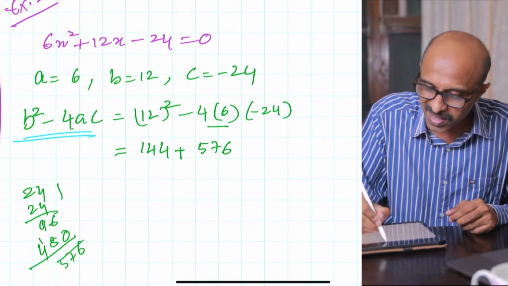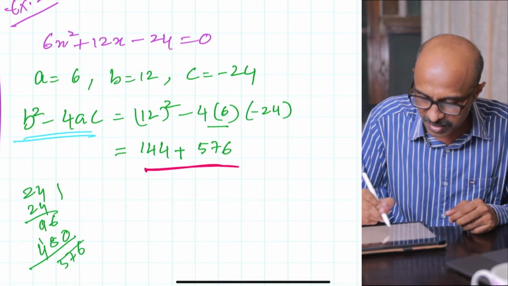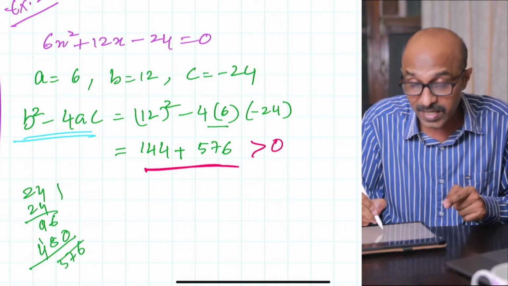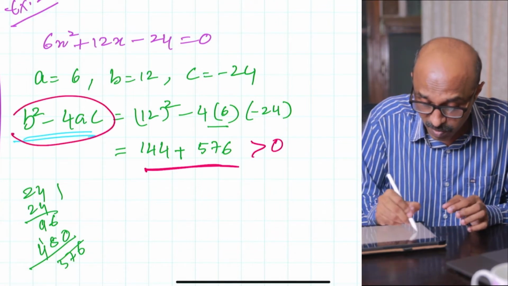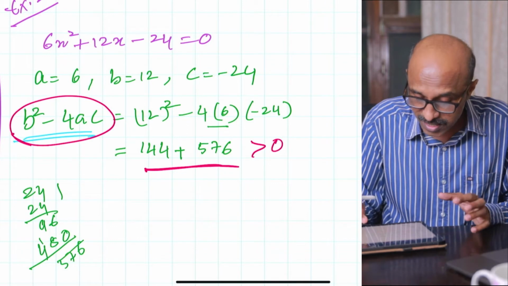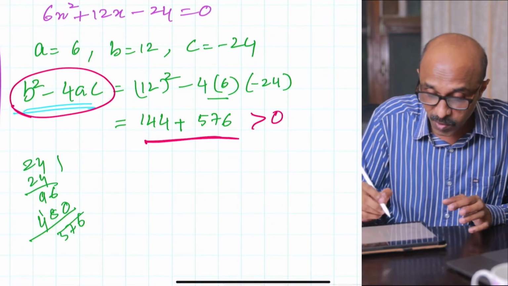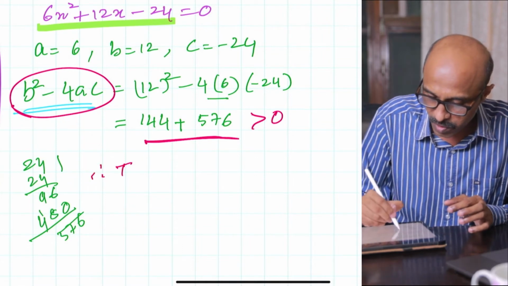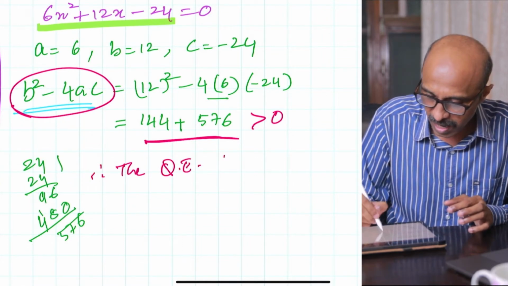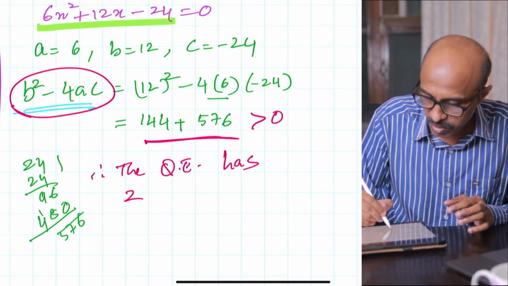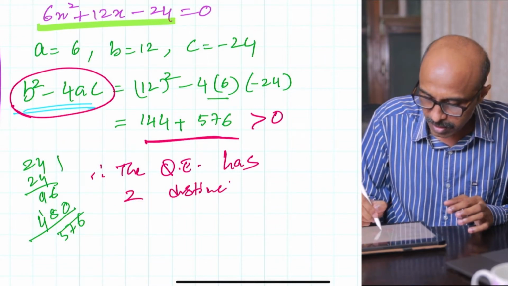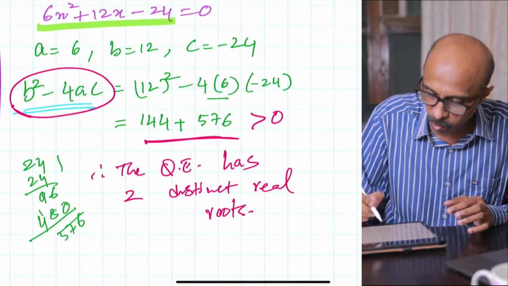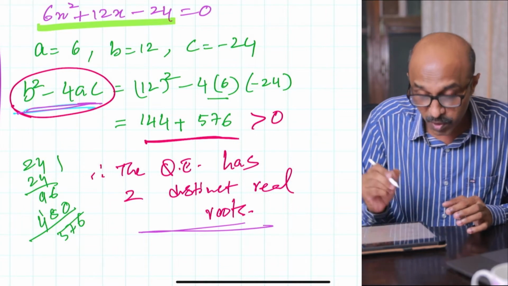But even then, we're not interested in the value. We can see clearly that this is positive. The discriminant is positive. 144 plus 576 happens to be a positive number, which means that this discriminant is positive. And our analysis said that when the discriminant is positive, our conclusion is that the quadratic equation has two distinct real roots, based only on the algebra that b squared minus 4ac is positive.